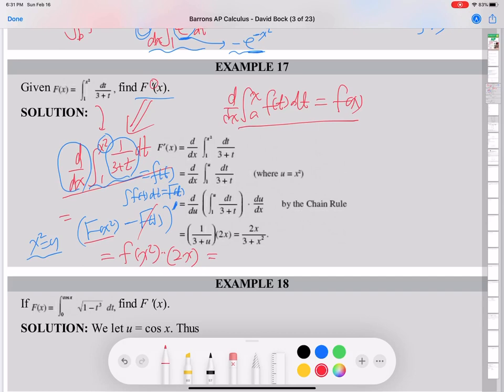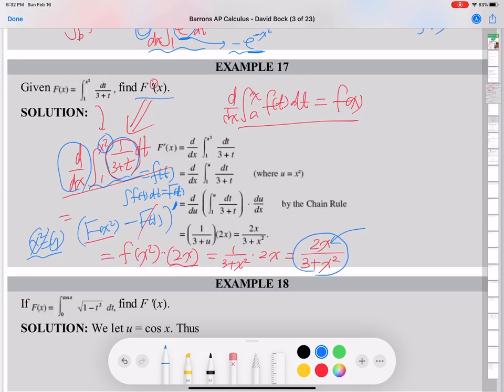So what is the final answer? What is f of x squared? F of t is this. So f of x squared means 1 over 3 plus x squared, times 2x. So 2x over 3 plus x squared. You have to understand why 2x is in the top of the answer, because it's kind of u substitution. The x squared part is the u part, the derivative of the u part is 2x, that's why 2x is in the top.